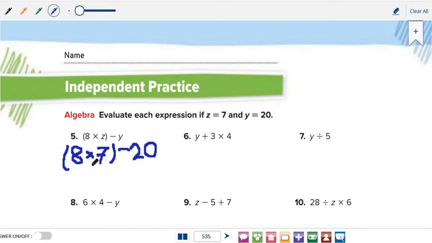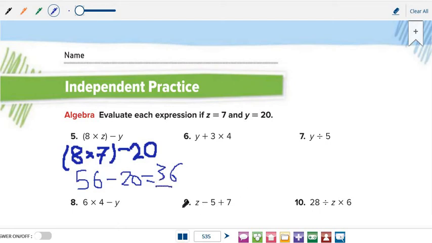Now we have to multiply first because these two factors are between the parentheses. So 8 times 7 equals what, grade 3? 56. Excellent, grade 3. It's 56. Now 56 minus 20 equals 36: 6 minus 0 equals 6 and 5 minus 2 equals 3. So the value of this expression is 36.